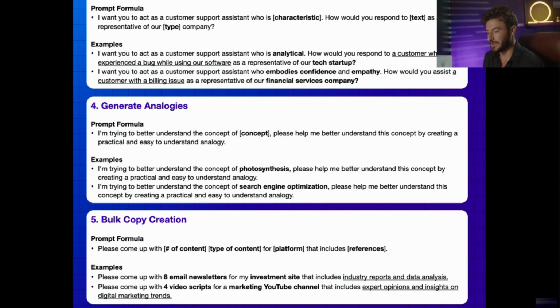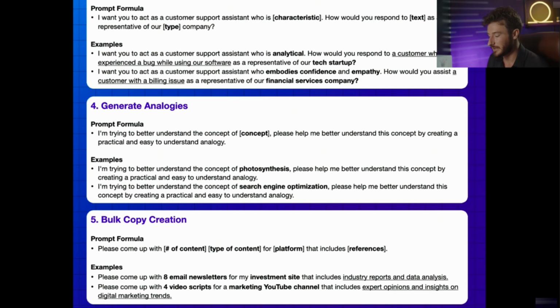Lastly for this section is bulk copy creation. So our formula is: please come up with a specific number of content, the type of content is, it's for this specific platform, and it includes these references. Example number one: please come up with 8 email newsletters for my investment site that includes industry reports and data analysis. And then we have our next one: please come up with 4 video scripts for a marketing YouTube channel that includes expert opinions and insights on digital market trends.